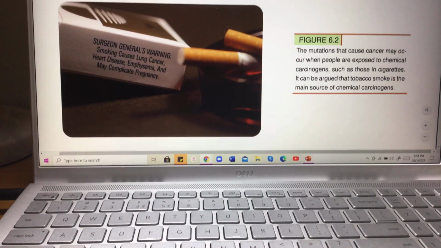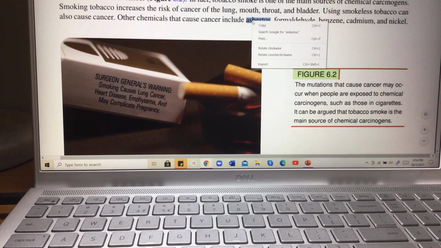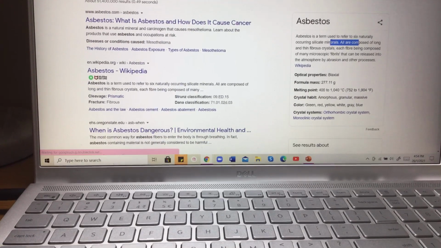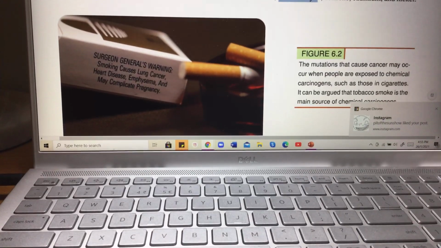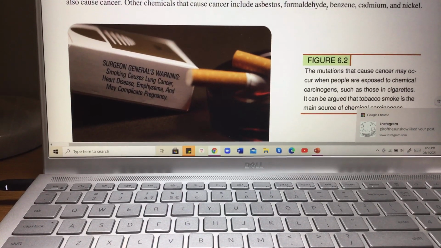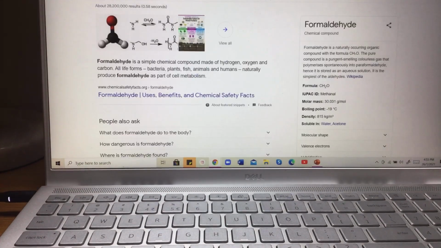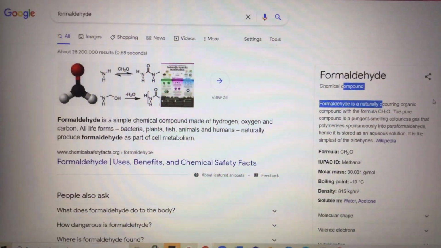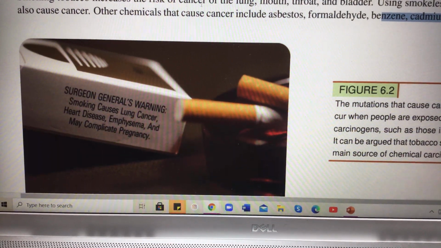Other chemicals can cause cancer, such as aspartame, formaldehyde, a chemical compound, an organic compound with the formula CH2O, benzene, cadmium, and nickel.